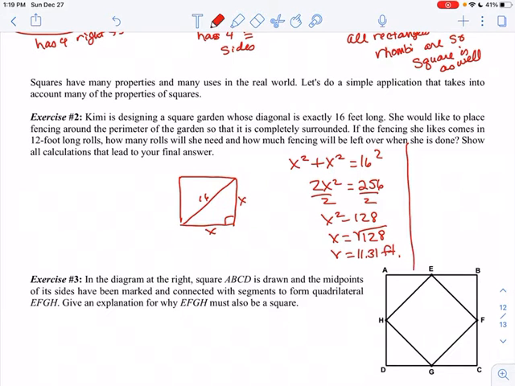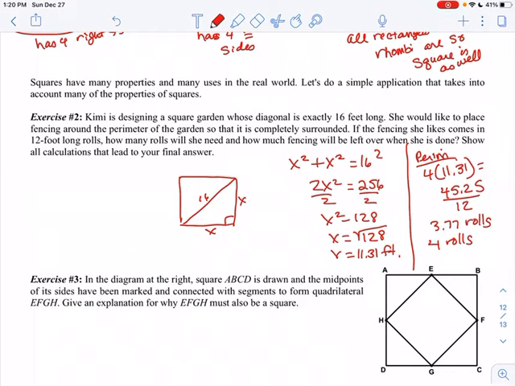All right, perimeter then is just going to be 4 times 11.31. And you can leave all those numbers in your calculator so your answer will be more exact, but 45.25. Now the fencing, so that's your perimeter. The fencing comes in 12-foot rolls, so I'm going to take 45.25 and divide by 12. So basically I need 3.77 rolls. But you can't get 0.77 of a roll, so she would have to get 4 rolls.